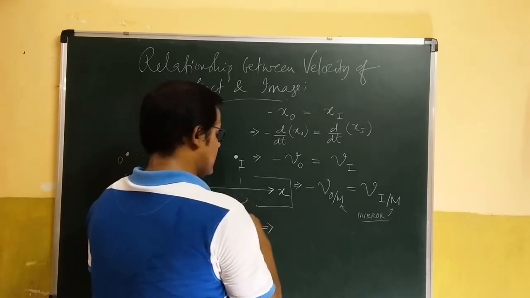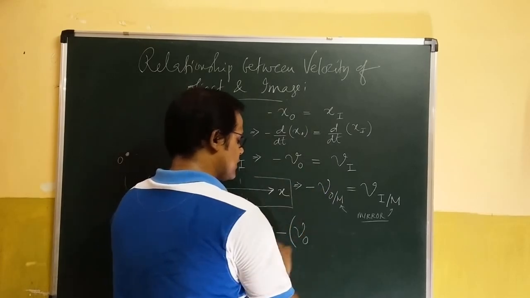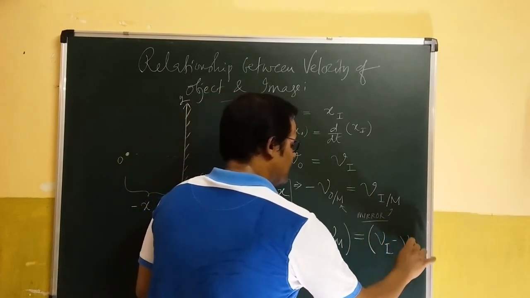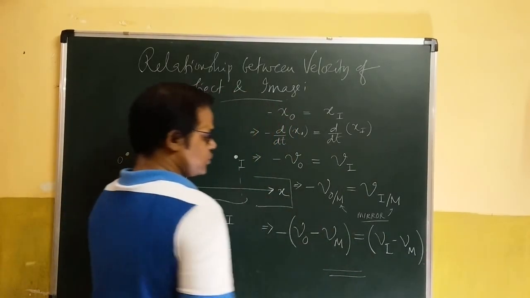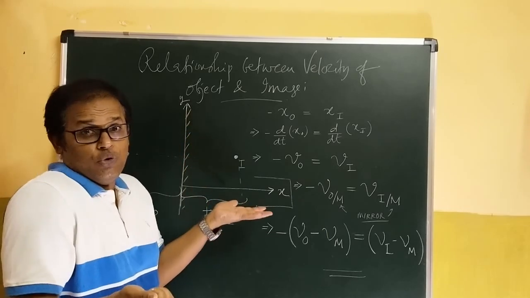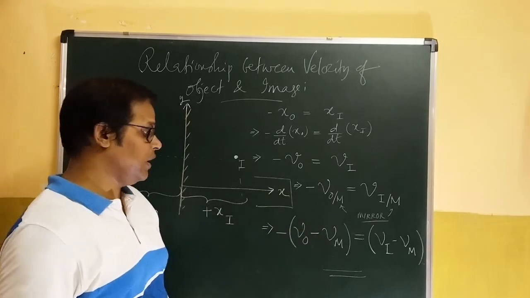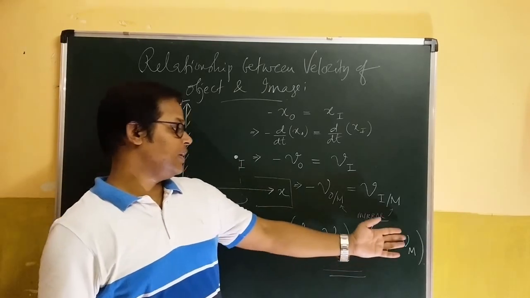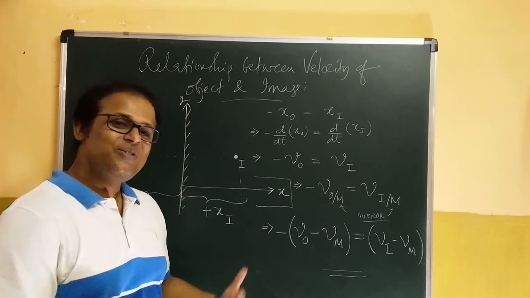So the formula right now, we can say, take this minus out, and this is always comfortably written as VO minus VM is equal to VI minus VM. That's it, as simple as that. Here VO is the velocity of the object, VM is the velocity of the mirror. Who knows if the mirror is actually moving towards the object itself. In that complicated situation, you can always safely use this formula. VI will represent the velocity of the image approaching towards or away from the mirror, and VM, as usual, is exactly the same velocity of the mirror. These are all calculated with respect to the ground.